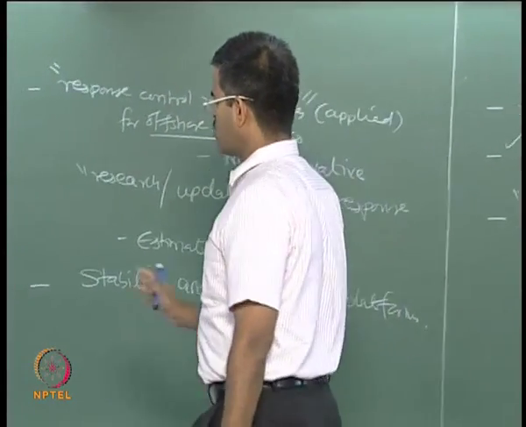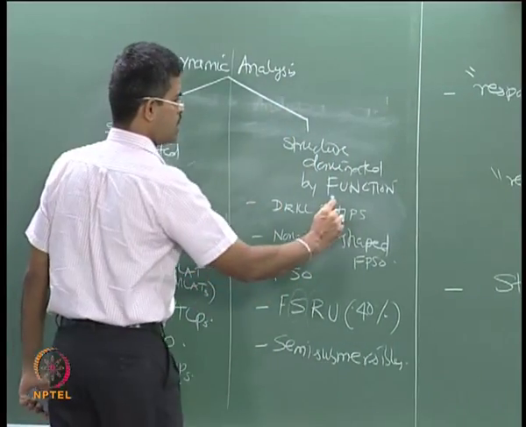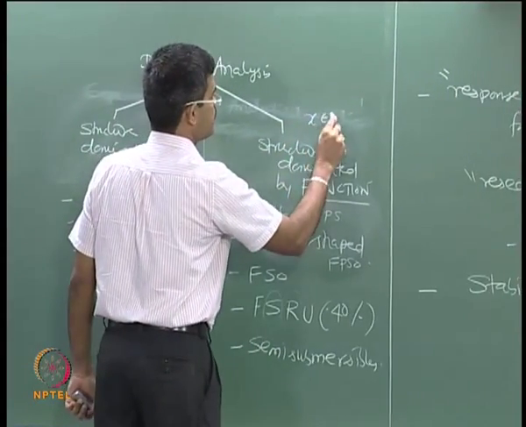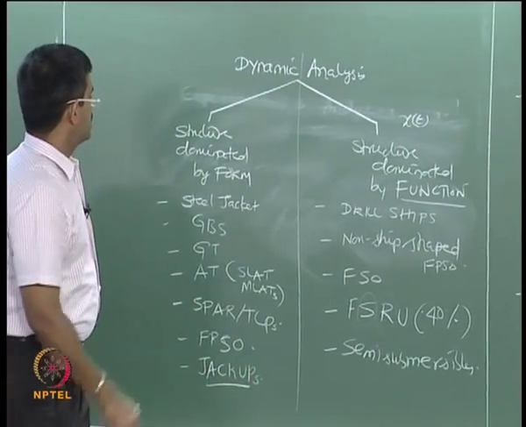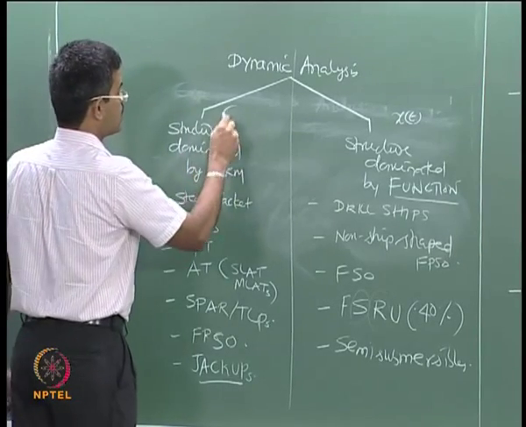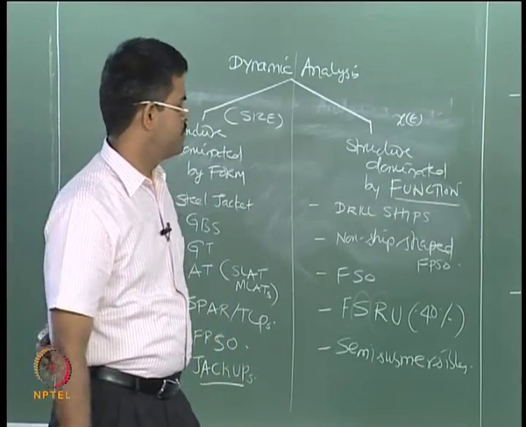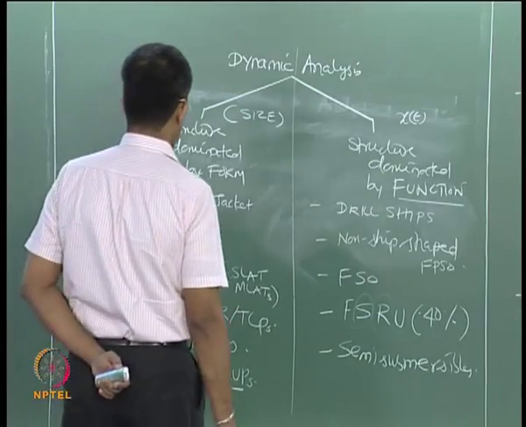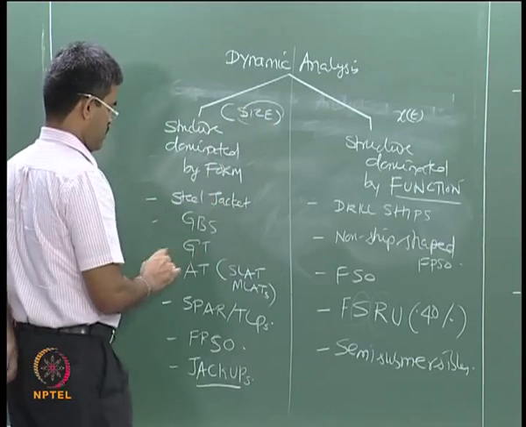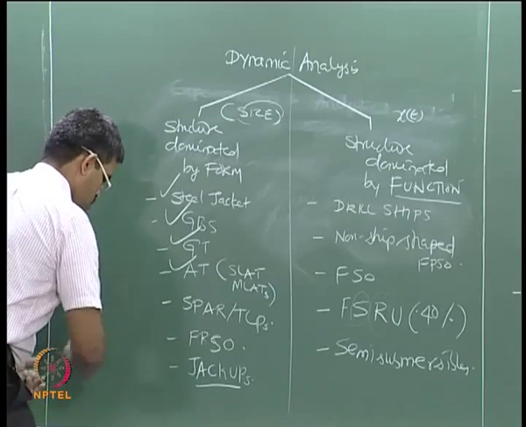So the dynamic analysis in both of them categorically divides, because in these cases where function is important, we work dynamic analysis with a focus on displacements, whereas for the structures dominated by form, we focus on size. So obviously for structures which are dominated by form, talking about size, I want to make them rigid, therefore I do the following. I want to make them flexible, therefore I do the following.